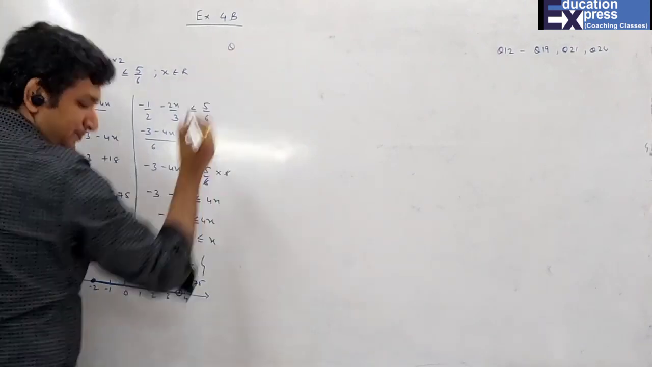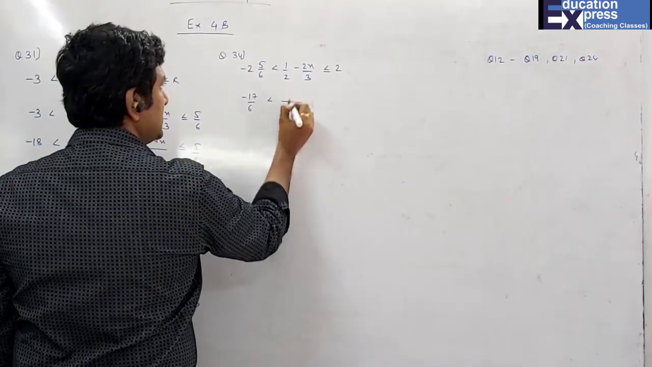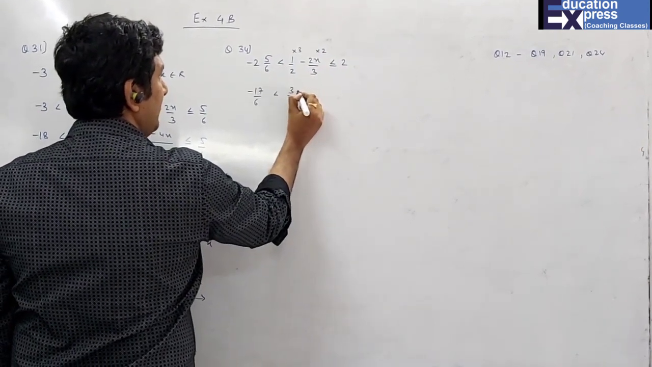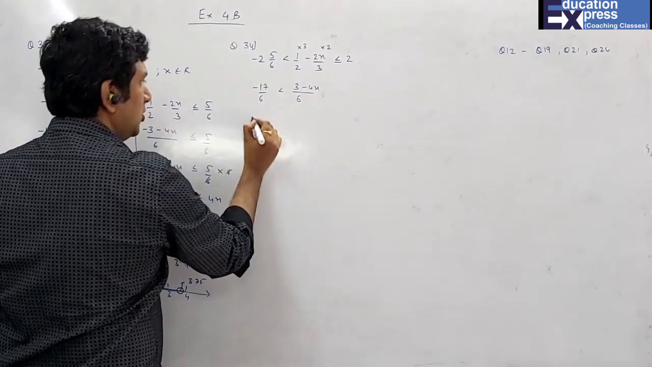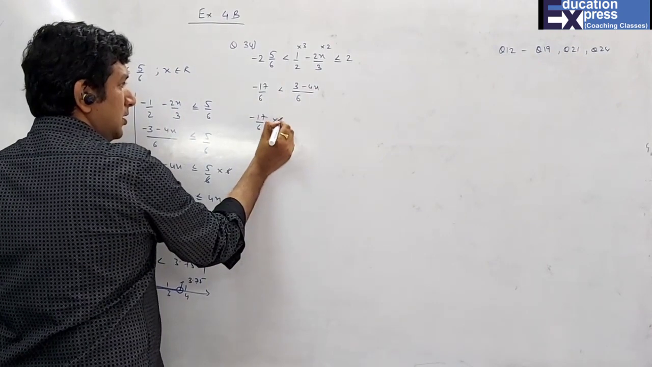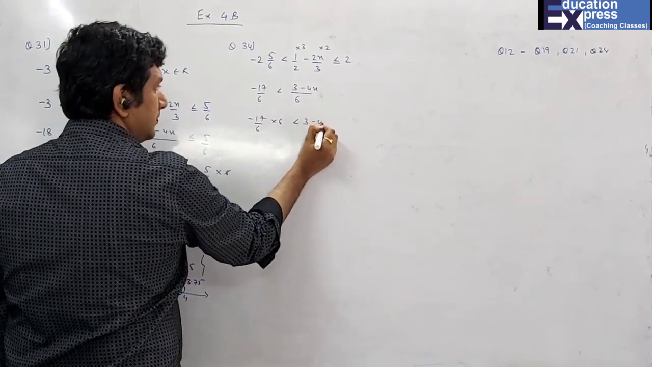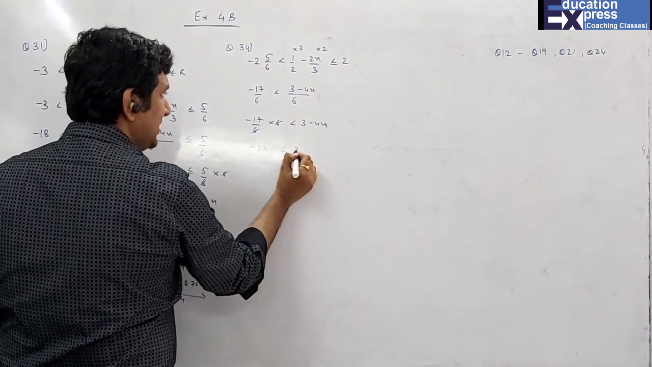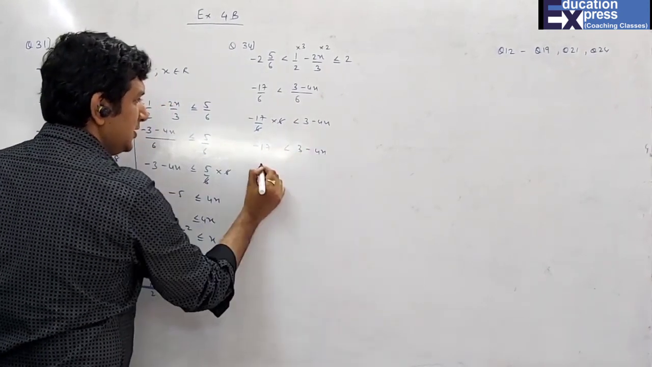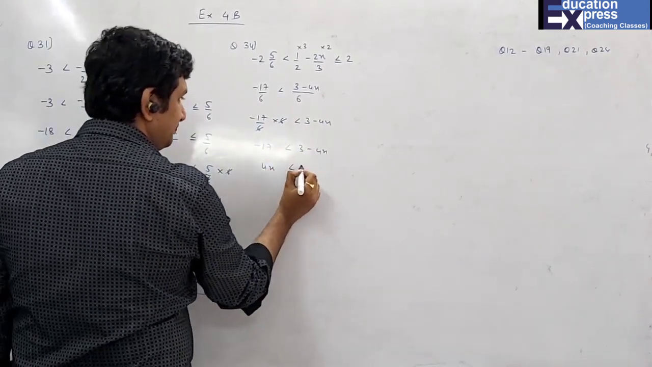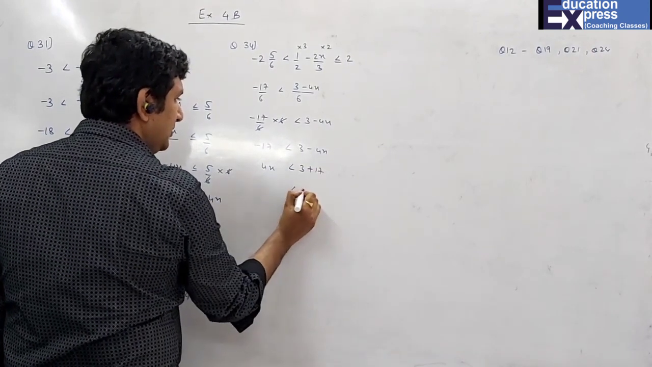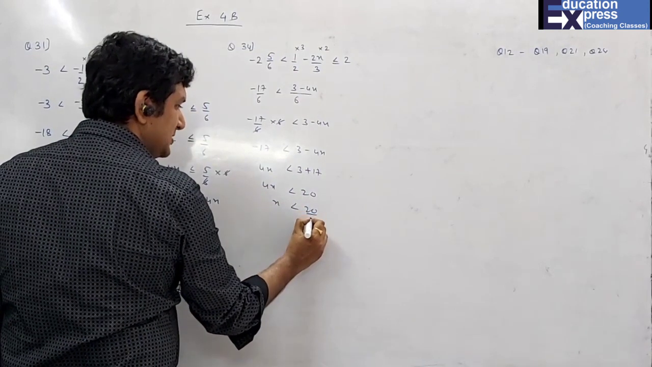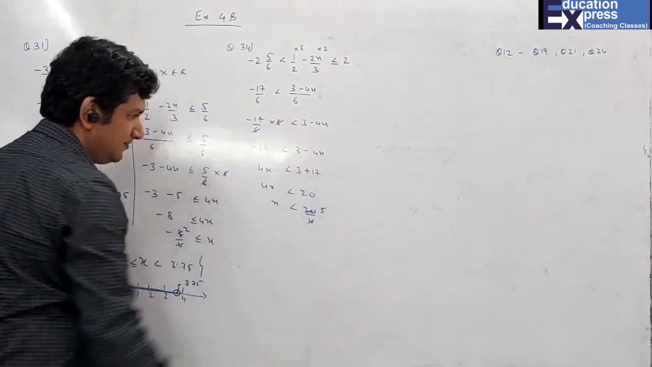Question 34. 6 into 3 into 2. So 3 minus 4x, again cross multiply, will get cancelled. I can see that my x is negative, so to make it positive I have to get it on this side, plus 17, 20, so x is less than 5.